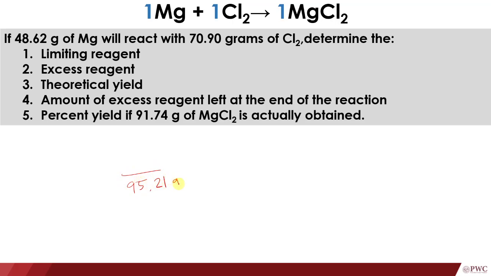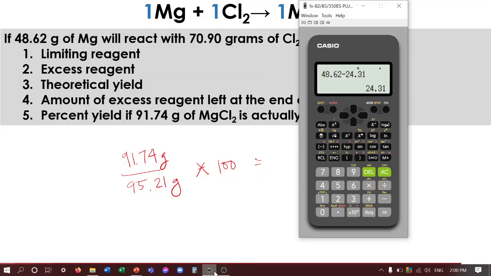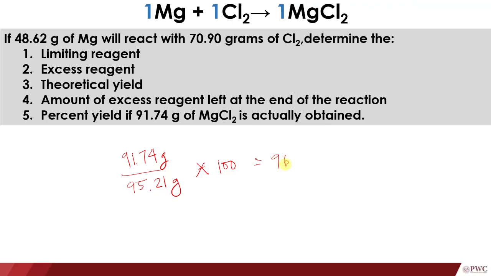95.21 grams. But then again, we only have 91.74 produced from the reaction. Then we'll multiply this by 100 to change it to percent. So we'll divide it first: 91.74 divided by 95.21 times 100. So the percent here is 96.36%. This is the percent yield for the reaction.